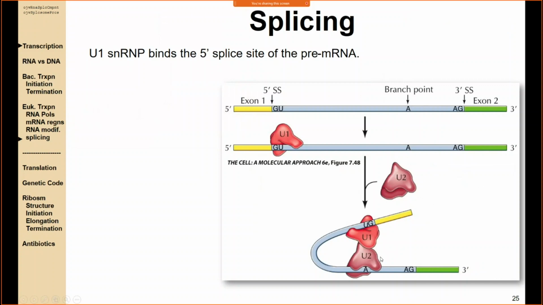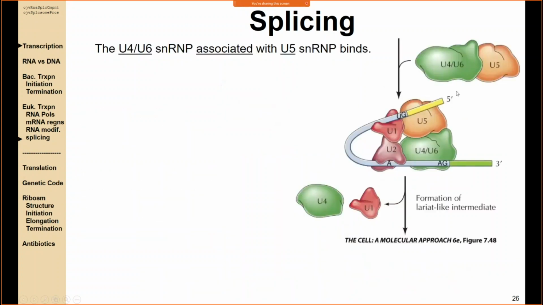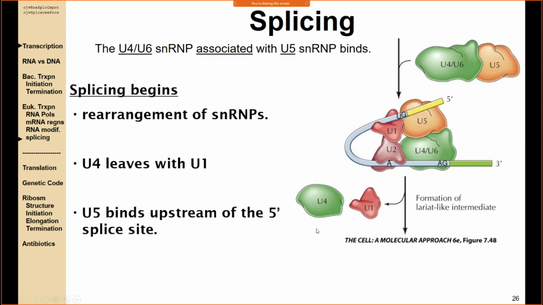After that, U2 comes in, and now you're bending the DNA, so the RNA, so you can start interacting with different sequences, right? So here U1 binds at the GU site. U2 binds in the middle A for the lariat intermediate. Then U4 and U6, which are together in one, come with U5, and kind of everything's where it needs to be now. Then U1 and U4 come off. Splicing begins. And then U5 is a little unique in that it binds upstream of the 5' splice site.